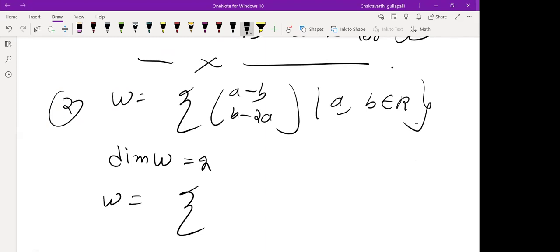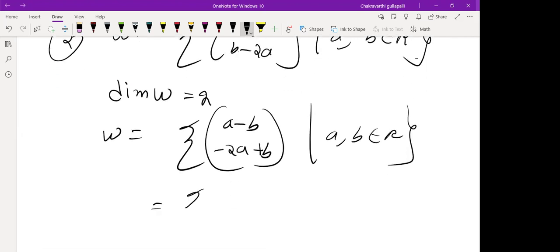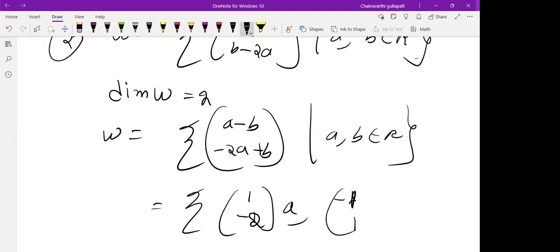It is not in order; they deliberately give it like that in the exam. So you have to write them in the order. You have to take along with the sign. So every vector in W is in this particular form. So we have 1, minus 2 into A, minus 1 into B, where A, B belong to R.